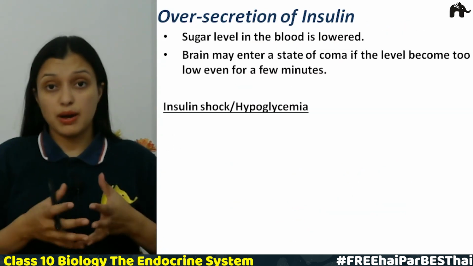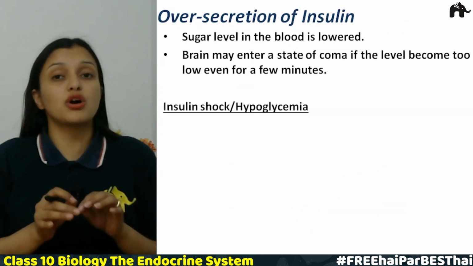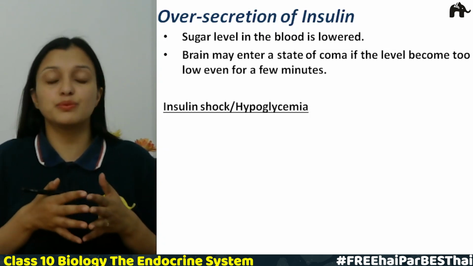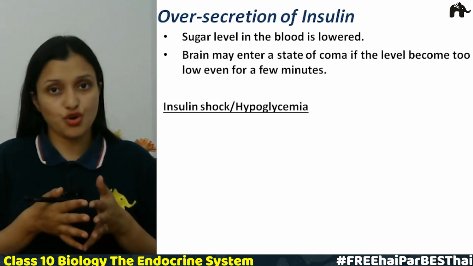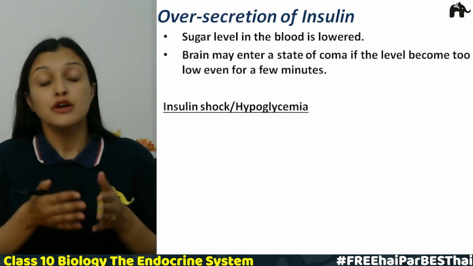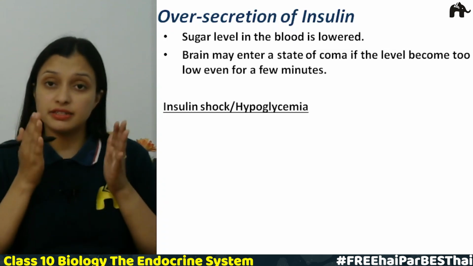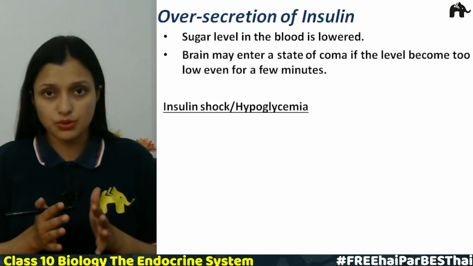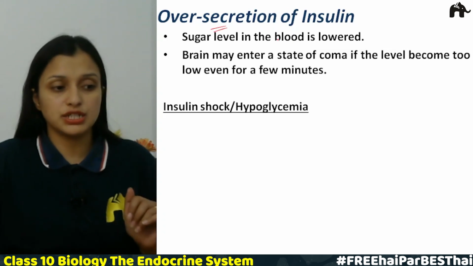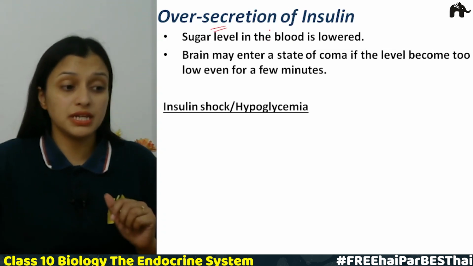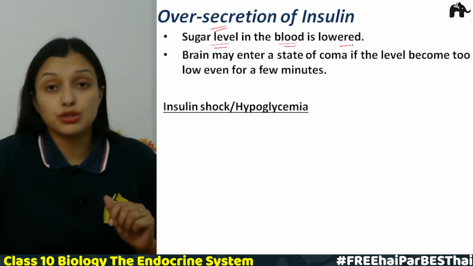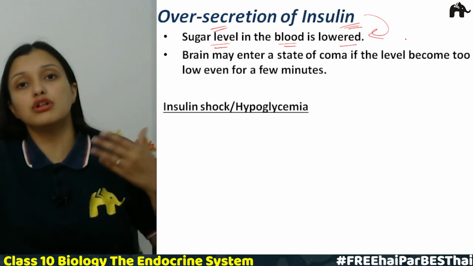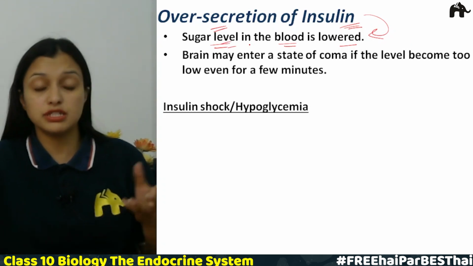Now when we talked about under secretion, it is very important to talk about over secretion also, right? Because when we started this chapter, we said the excess or the deficiency of a hormone is very harmful to the body. So these hormones should be produced at the right time, in the right amount, and in the right sequence. When there is over secretion, the sugar level in the blood will get lowered. Why? Because there will be a lot of insulin, and this insulin will metabolize all the sugar present in the body, so the sugar levels will go down.